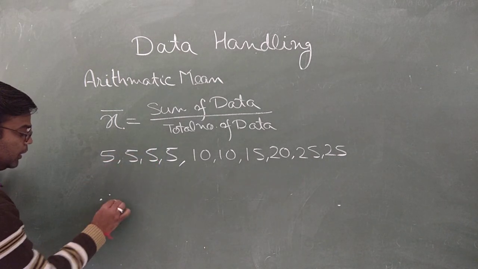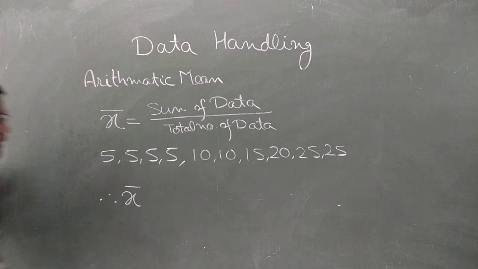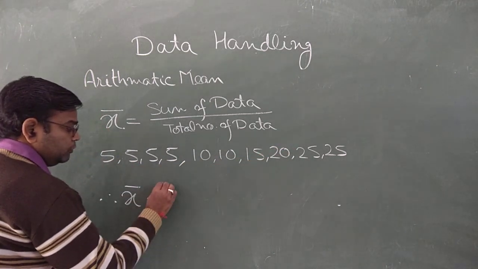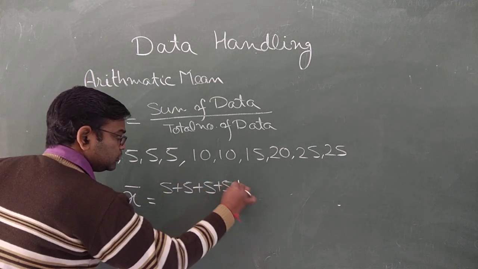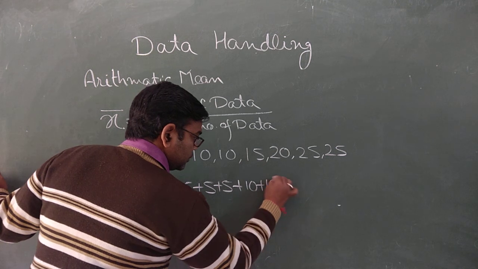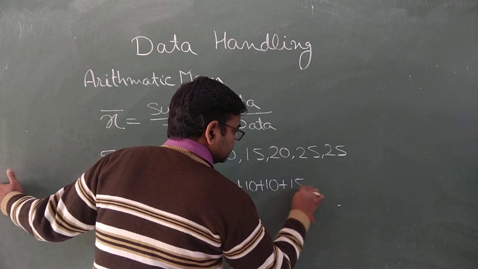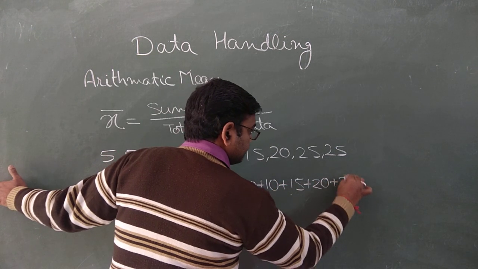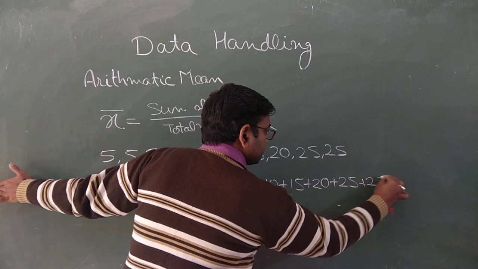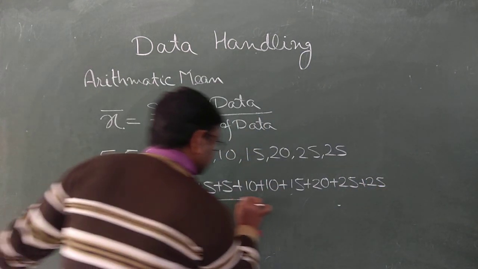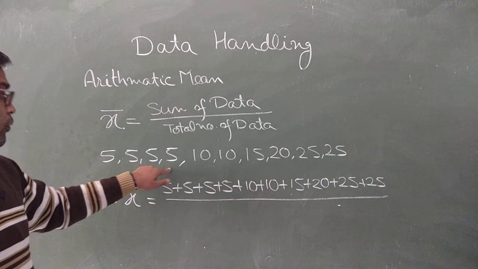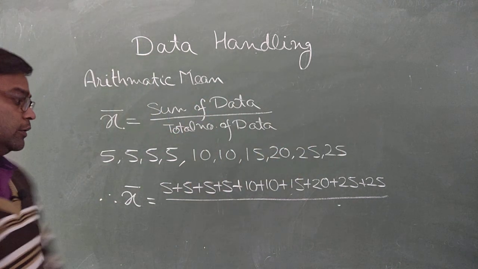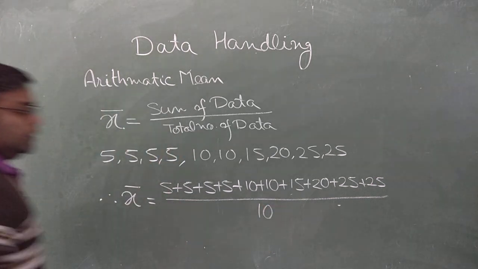So therefore the arithmetic mean x bar is equal to the sum of data. Whatever data you obtain, you must use the data. This is the sum of data. How many total number of data do we have? There are 4, 6, 8, 10. There are 10 data, so divided by 10.